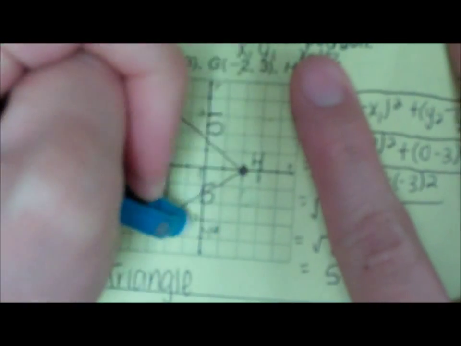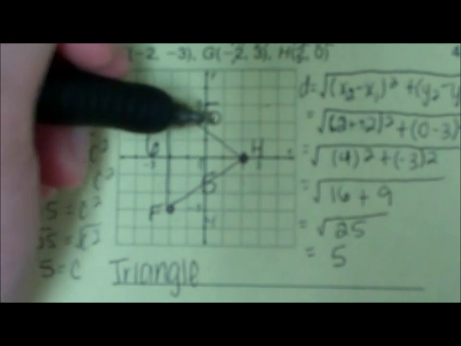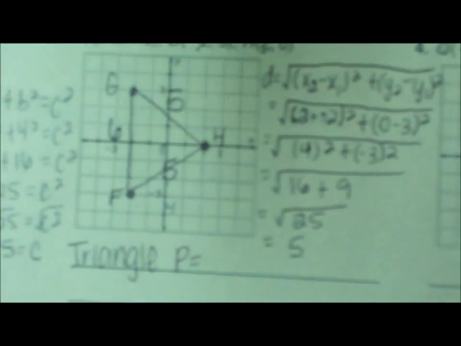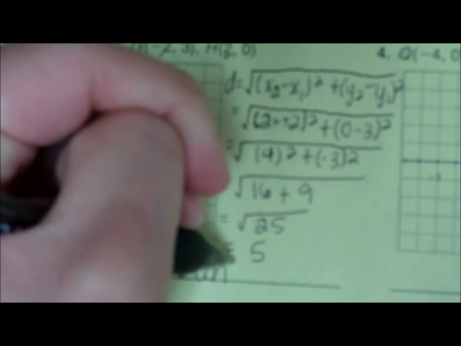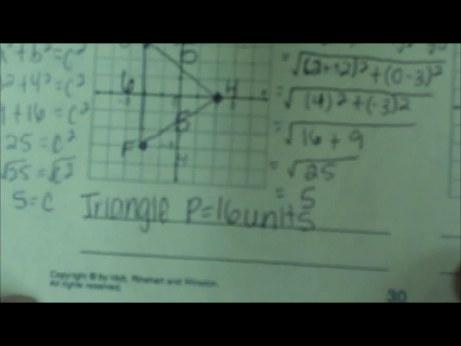So I'm going to erase my little dotted lines here so we don't get confused. Alright, so now perimeter means adding up all the sides. So I have 5 here, and 6 here. So the perimeter of this shape would be 5 plus 5 plus 6, which is 16 units. And now they want me to find area.